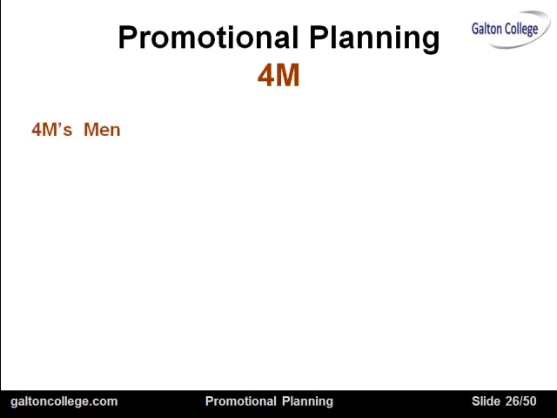Now the 4M, M's mean something, and in this case we'll start with men. I suppose really it's labour, it's personnel, but there wouldn't be 4 M's then. It would be only 3 M's and a P. So 4M, starting with men.